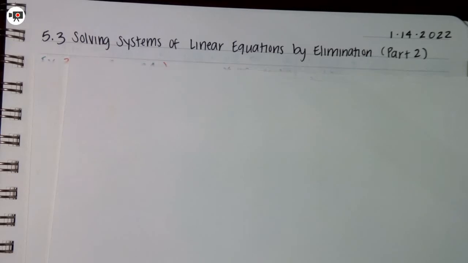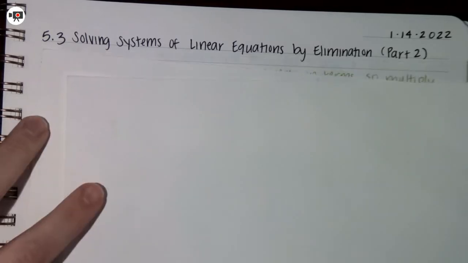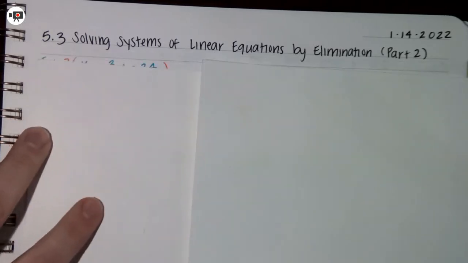This is 5.3, Solving Systems of Linear Equations by Elimination, Part 2. So yesterday, or in Part 1, we were looking at how to solve them by elimination. So today we will be incorporating step 1, which means that we will have to multiply one of the equations or both of the equations by a constant to make a match.